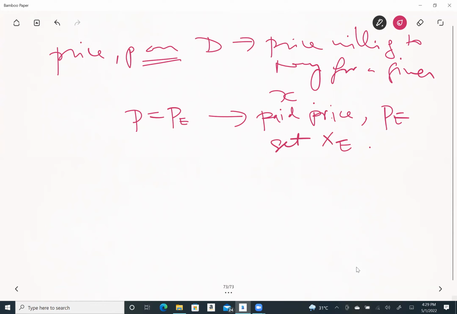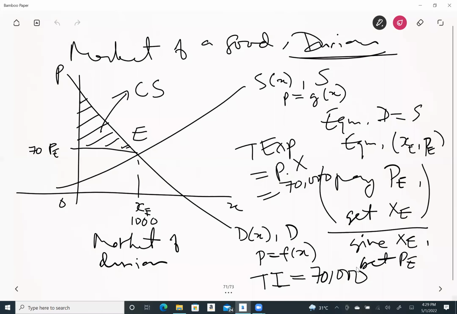Okay, all right. So let's go back to the graph. How do you get the extra benefit? Now, let's suppose I consider some quantity, say the first 1 unit. This is the first durian.